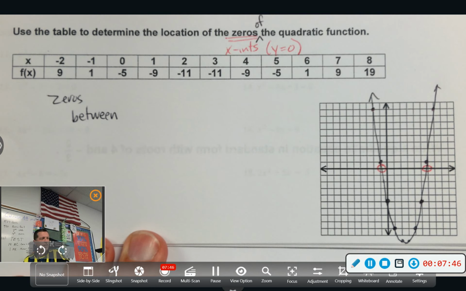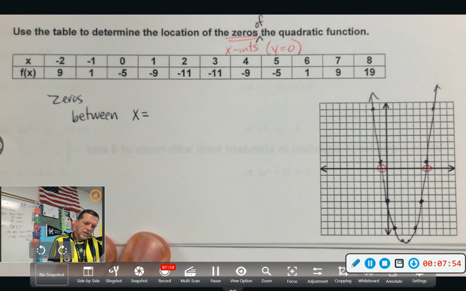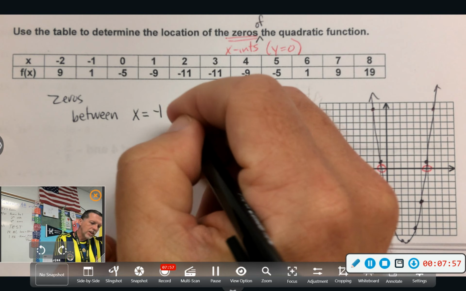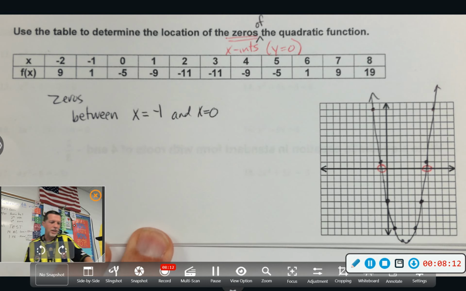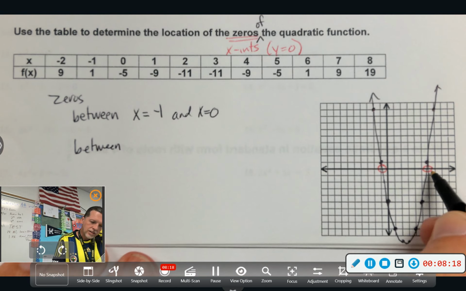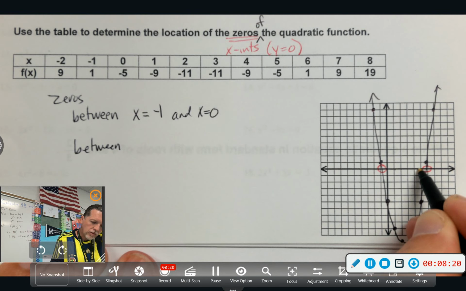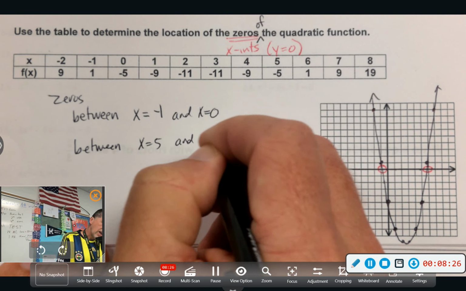So that first one, what x values is it between? The 0 is between what and what? Yeah, between x equals -1 and x equals 0. And that's kind of as good as we can get on this picture. I guess you could say it's closer to -1, but you couldn't really get any more accurate than that. And the other one, on this other side, 1, 2, 3, 4, 5, and 6, is between x equals 5 and x equals 6.